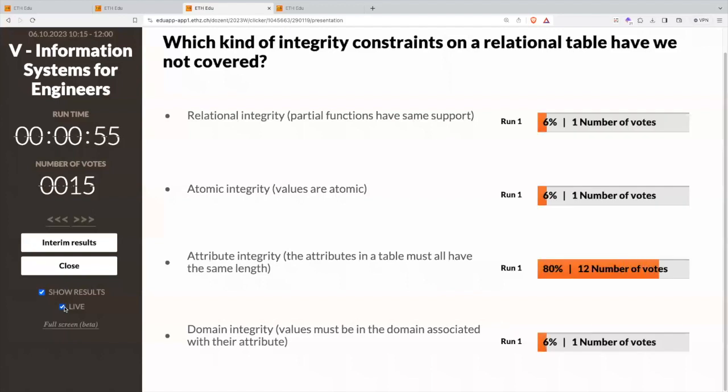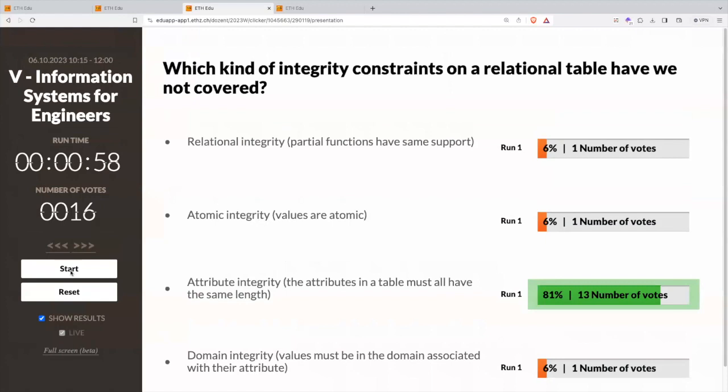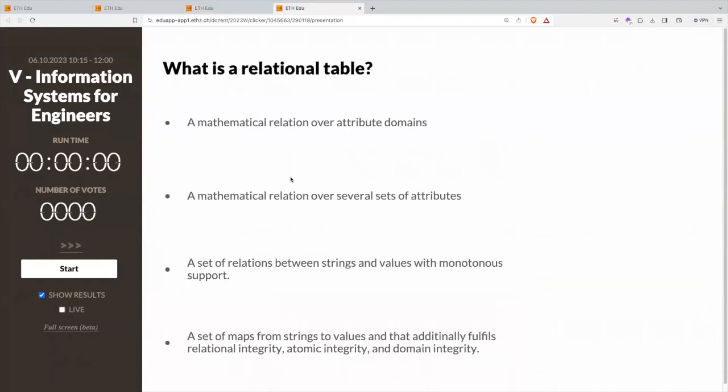Your answers. We have a majority for attribute integrity. Indeed, this is the only one that I didn't talk about. It doesn't really make sense, right? Why would you constrain the length of the attribute names? And here is another one.